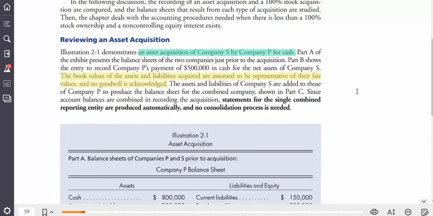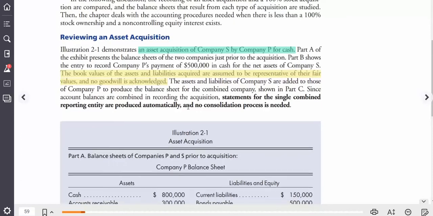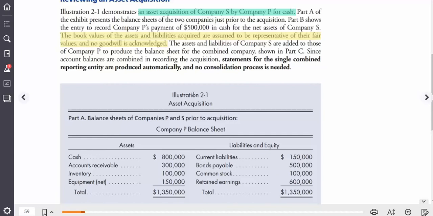And that is when the parent company, which usually has a P as the first letter of the name, buys the S company, and they buy the assets and they pay cash for it. And to make it even easier, the book value of the assets is the same as the fair values. So there's no goodwill, and hopefully we'll get to goodwill later on. But this is the easiest, most straightforward situation.